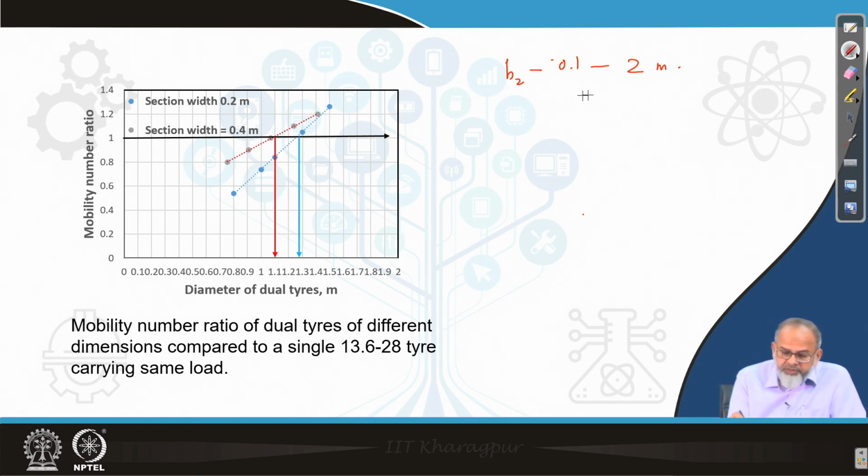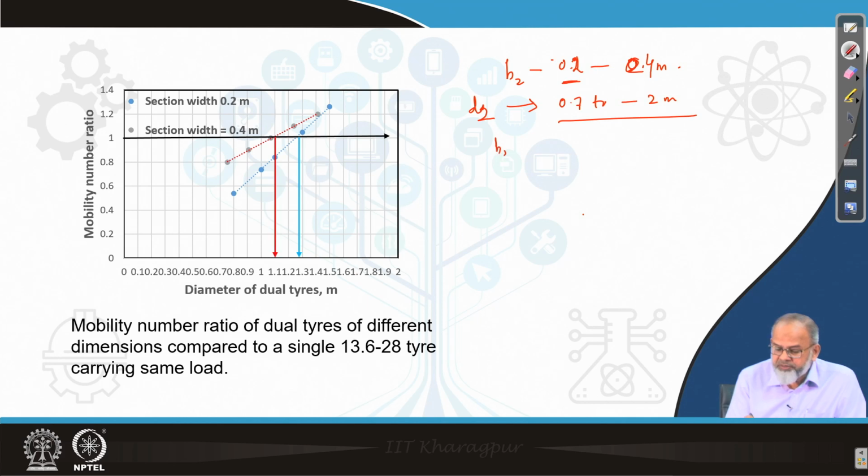Now, section width I have taken initially, say 0.2. Corresponding to this, I try to find out for different diameters. Section width I have varied from 0.2 to 0.4. Two section widths I have taken, and diameter D2 I have varied from say 0.7 meter to 2 meter.